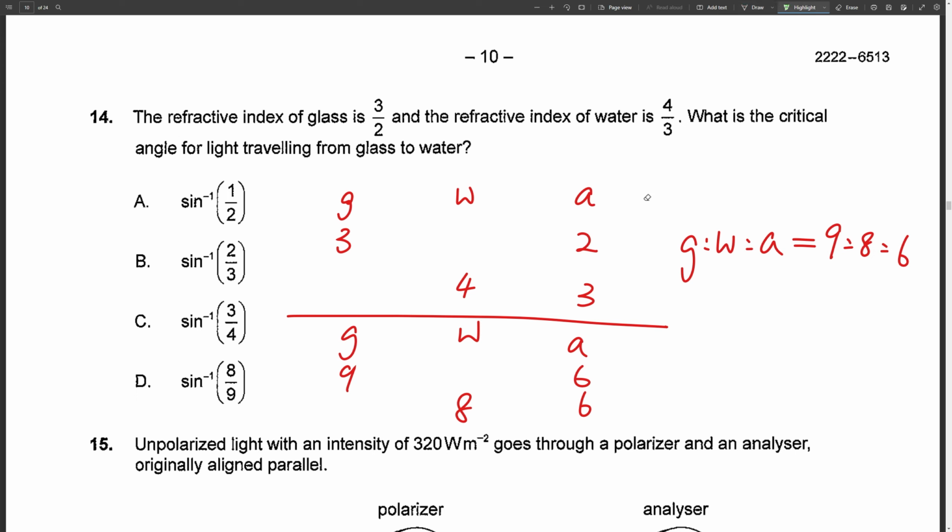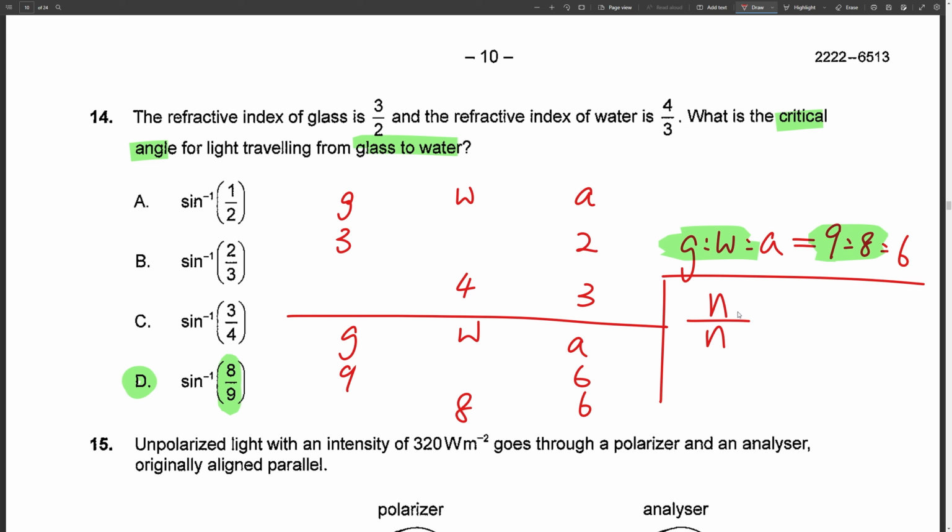The question asks for the critical angle between glass and water. Glass and water. So the answer should be 9 and 8. And there is only one option, which is 9 and 8. The answer is D. And if you want further detail of why the answer is arcsine 8/9, let's take a look at the following derivation. For the critical angle to happen, it's going to be Snell's law over here.